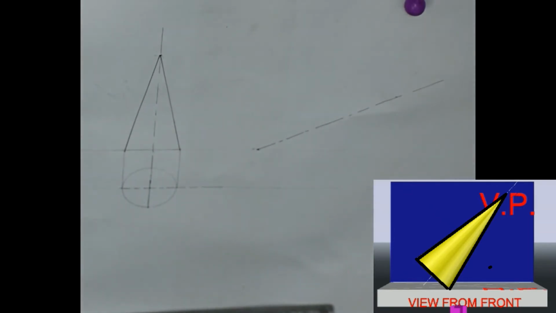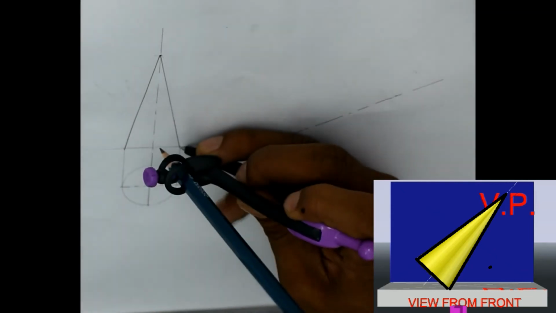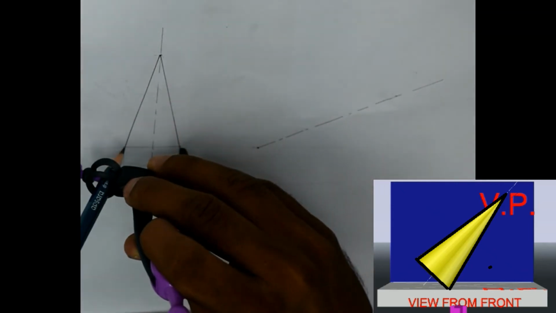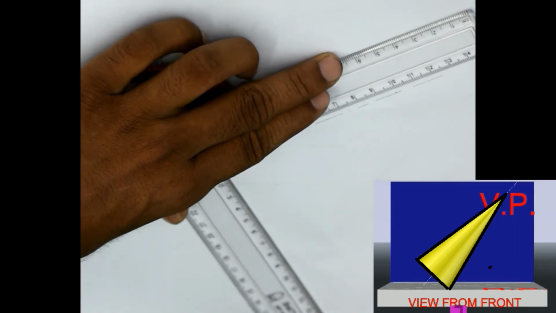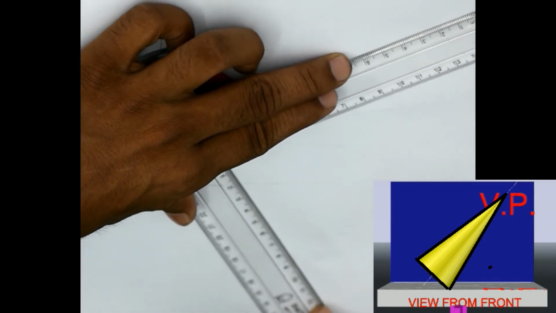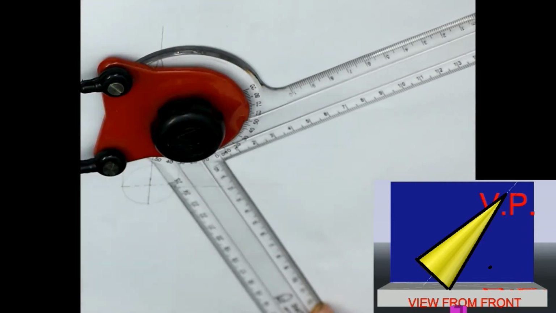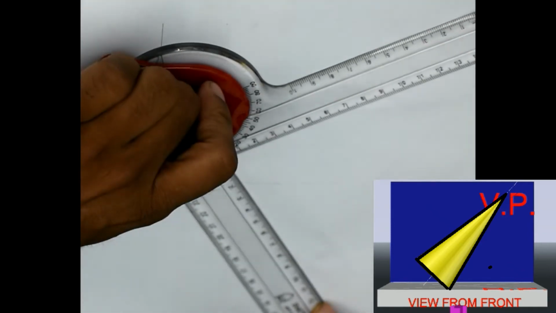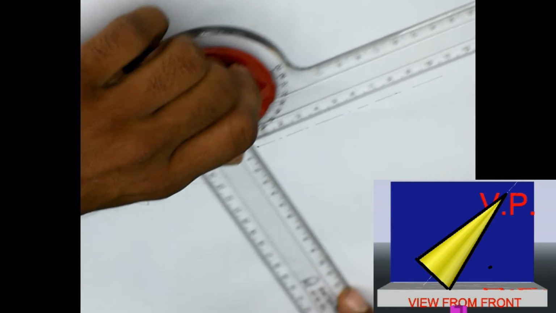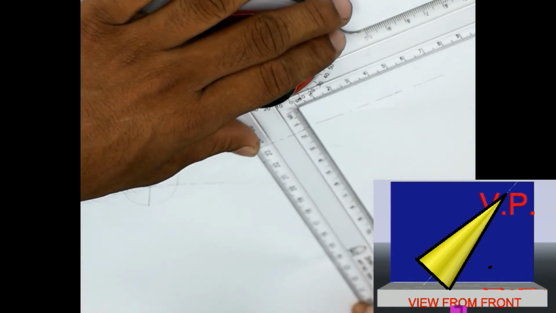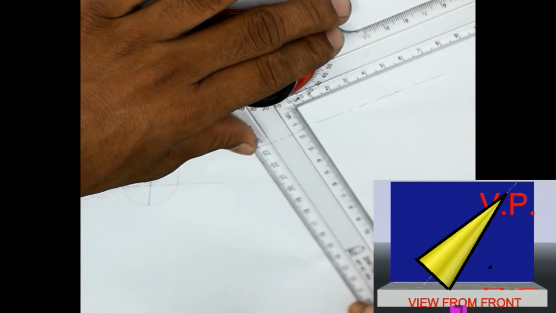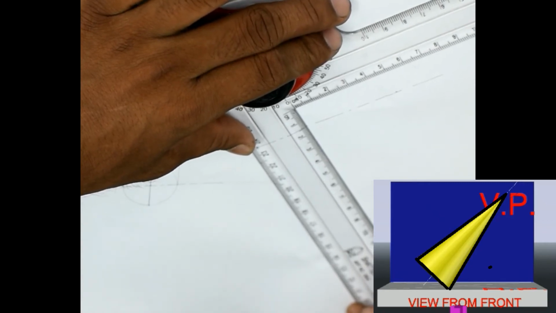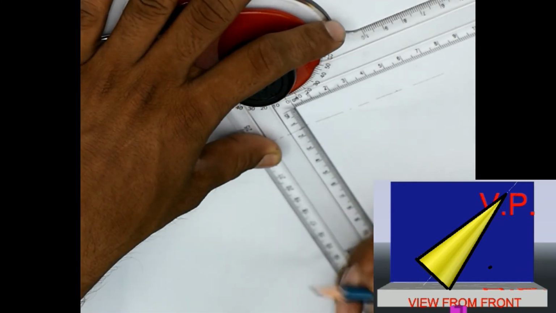Now we need to take these dimensions. This obviously is 30, so we need to take the base as 30 mm, but make sure that first you incline this drafter with the axis line, then you can do this easily. There are other ways also, but the easiest way to start drawing is to measure 15 mm on the axis and 30 should touch the baseline.